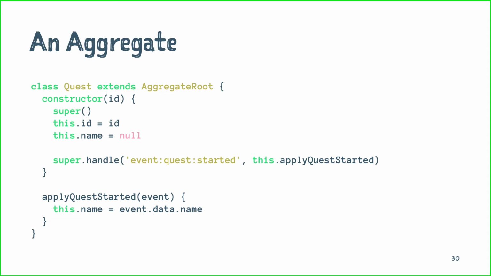So what does an aggregate look like? How does that aggregate know how to handle that data? I created a little simple application in JavaScript to do all this. Here's an example aggregate. It has a couple properties, the ID and a name, and then this is wiring up a handler saying I know how to handle this quest started event, wiring up the function to that specific event. When it processes that event, it assigns the name of the quest from the event data.